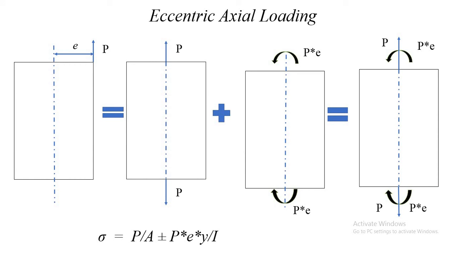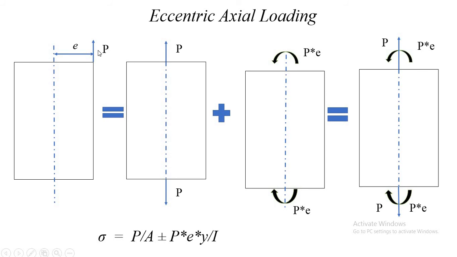Eccentric axial loading. In certain mechanical components, it is found that the line of action of force does not pass through the geometric axis. It is at a distance e known as eccentric distance from the geometric axis. In such a case, how do we calculate the stress acting on the component? Firstly, we try to bring the line of action of force to the geometric axis. This is a tensile force or can be a compressive force and it develops tensile stresses or compressive stresses given by the formula P by A.